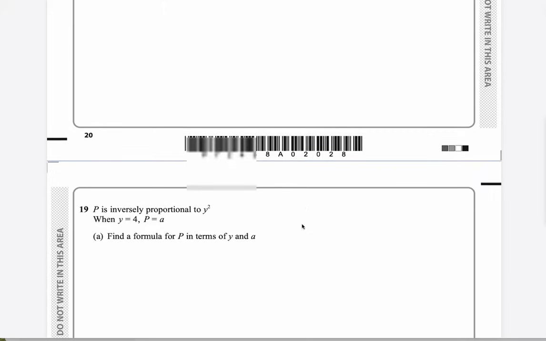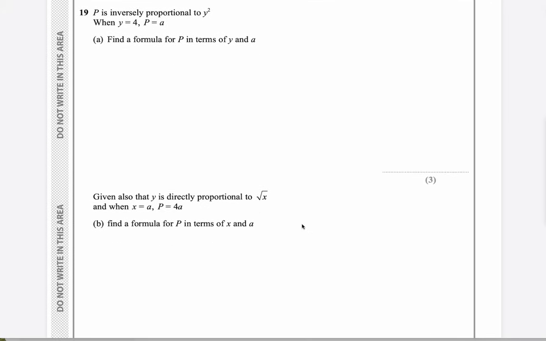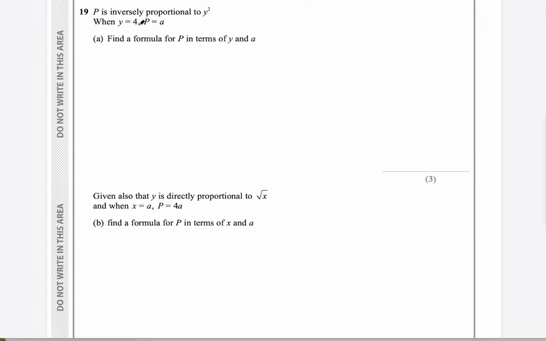Not easy, guys. Question 19. P is inversely proportional to y squared. When y is 4, P is A. Find a formula for P in terms of y and A. Okay, so let's first write down P is equal to K over y squared, because it's inversely proportional, which means the y squared has to go at the bottom. The K is the proportionality constant, and we're going to find K.